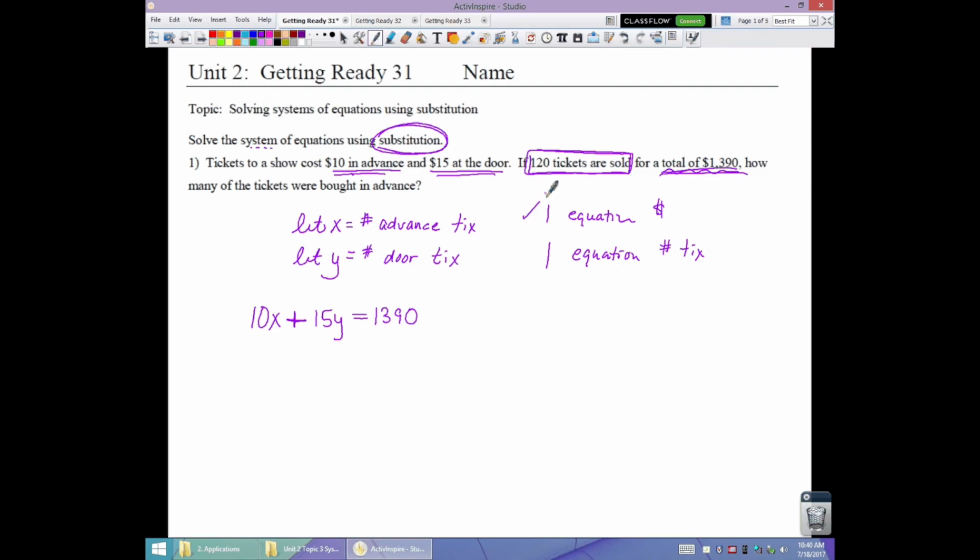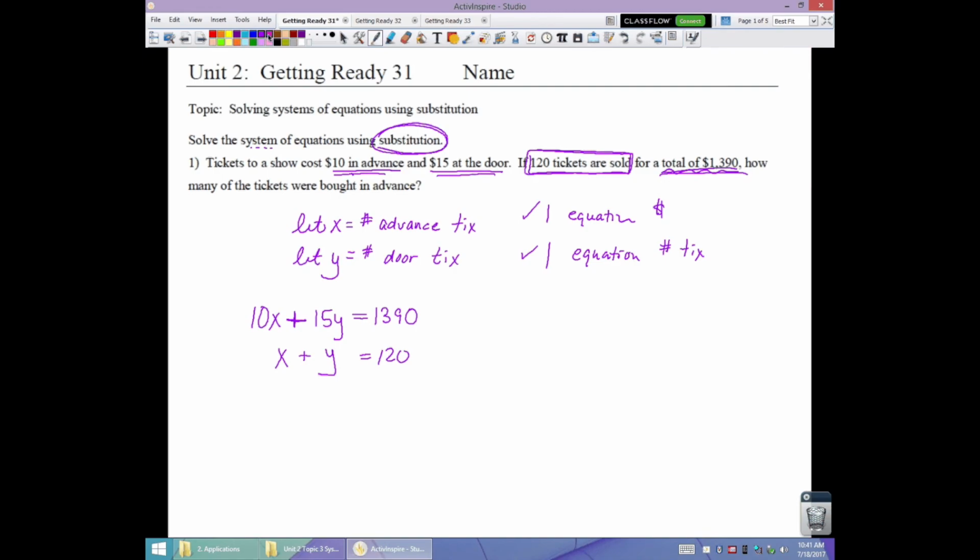The other equation is going to be about number of tickets. Don't get confused and frightened when you don't think you have enough numbers. The variables themselves stand for number of tickets. You don't have to have coefficients in front of them. So the 120 should be our answer when we add together all the advance tickets plus all the tickets sold at the door. So x plus y is equal to 120. And that's the equation that is just about number of tickets.